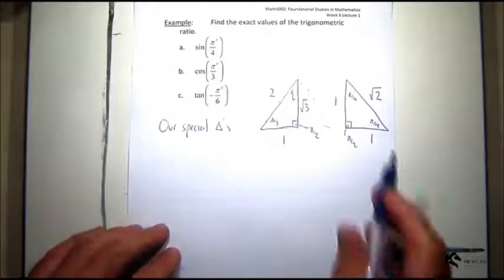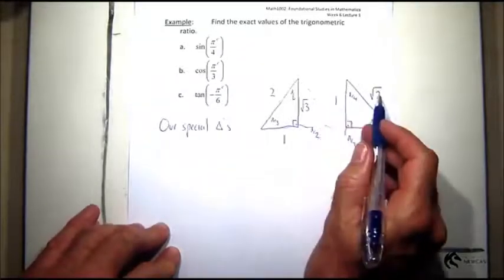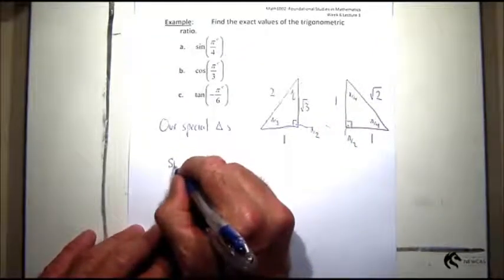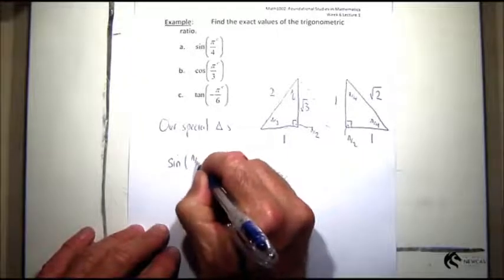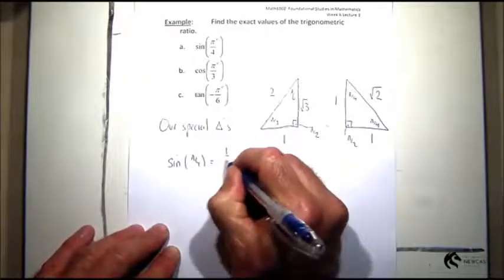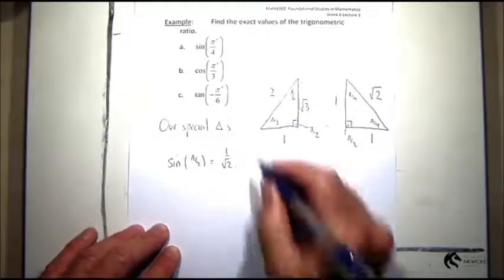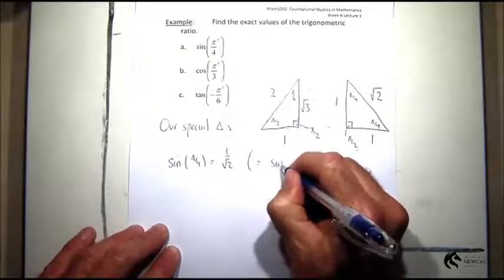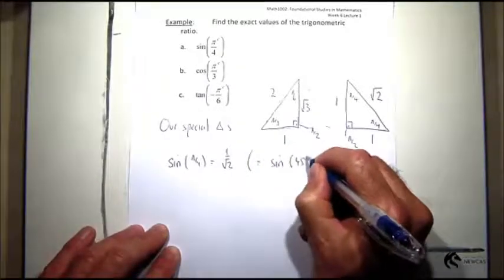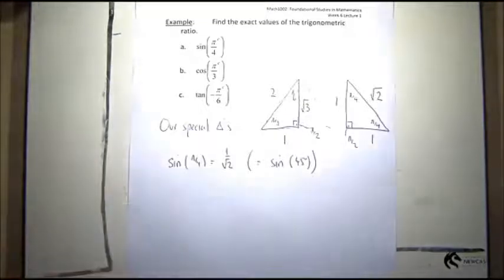And therefore I can just say the sine of pi on 4 is the opposite over the hypotenuse. So the sine of pi on 4 is equal to 1 on root 2. And of course we could have also gone the other way and said, so pi on 4 is 45 degrees, and the sine of 45 degrees is 1 on root 2. Doesn't matter which way you go.